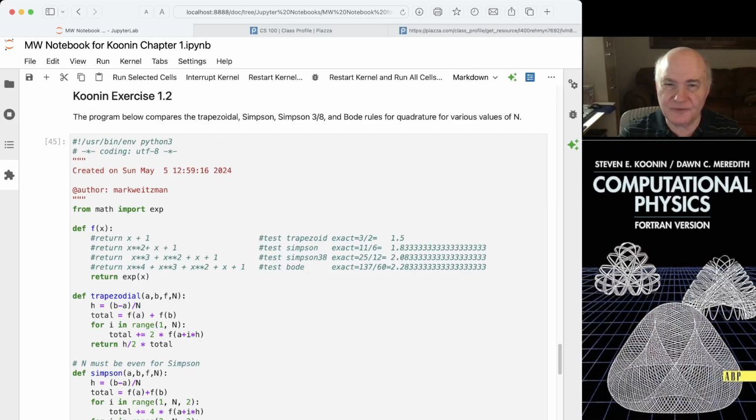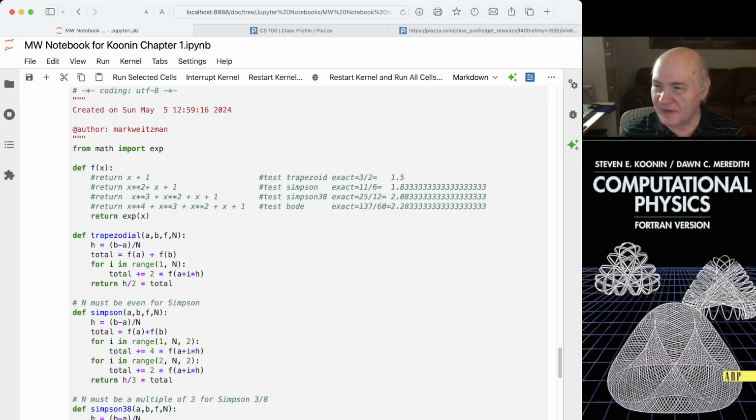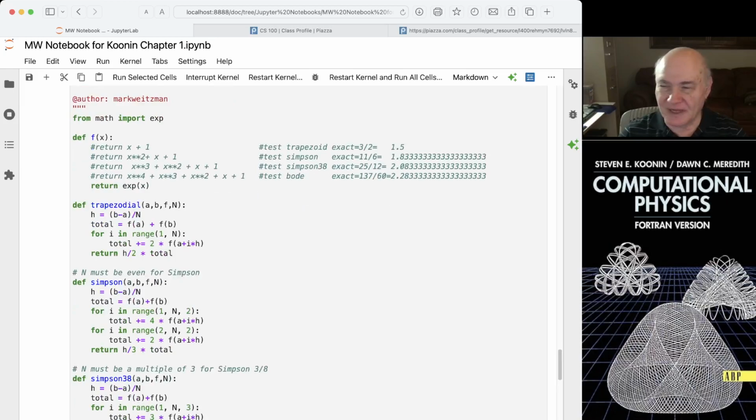Exercise 1.2 in Kunin is to compare these methods, and here's my Python program. Again, my programs are sparsely commented. I'll try and do better in the future, but also I'm not a software person, so my programs are not the fastest or the best. Hopefully they're error free.